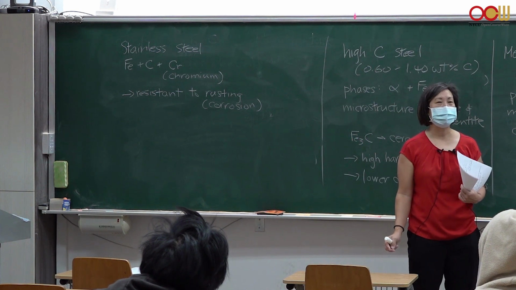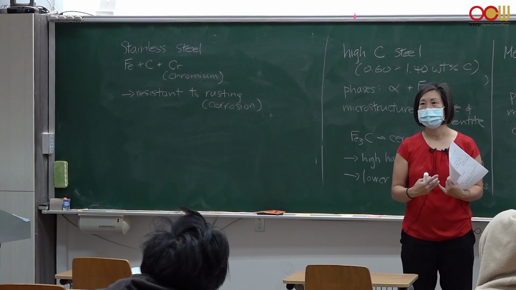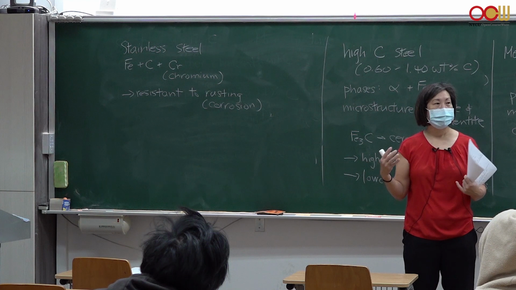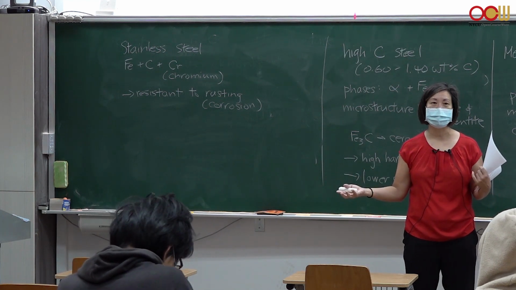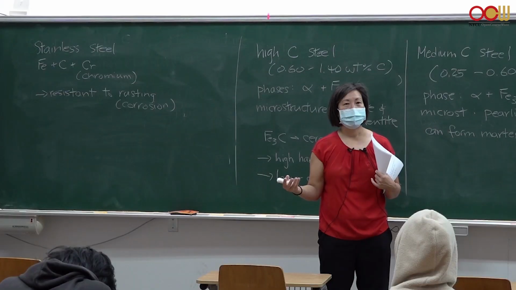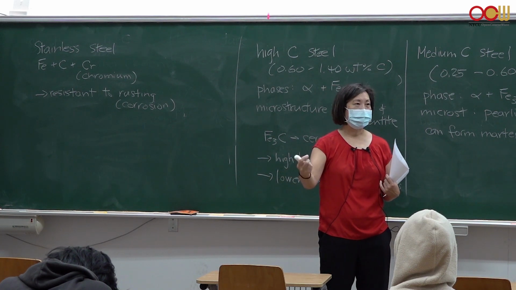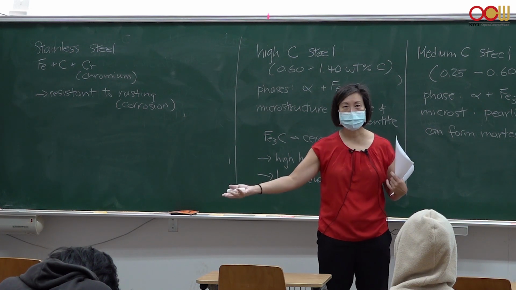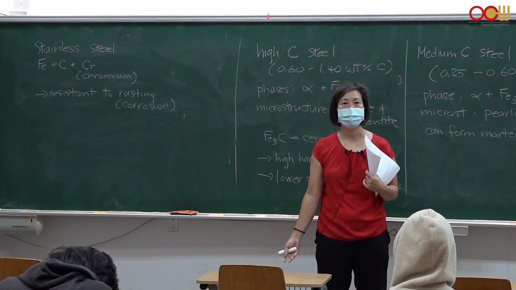And the way it slows it down is because the chromium forms an oxygen compound, and it forms a layer over the steel, so it acts as a protectant. It's like having a protecting layer over the iron. And so instead of the oxygen reacting with the iron, it reacts with the chromium, forms a layer over the top of the material and prevents further corrosion from happening.